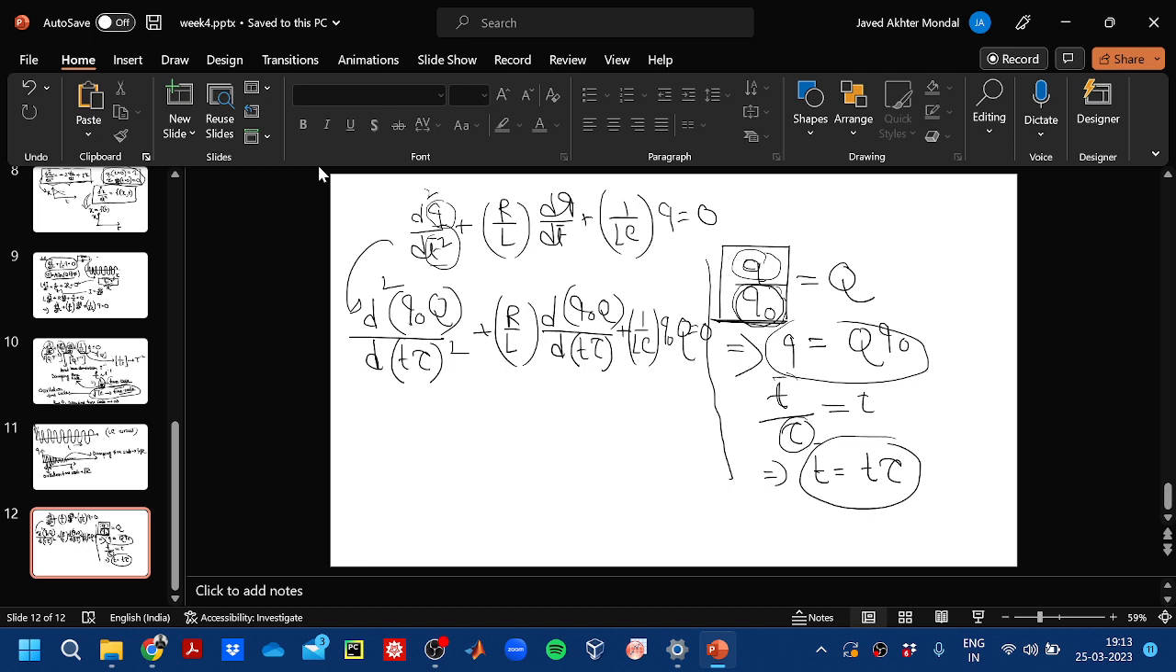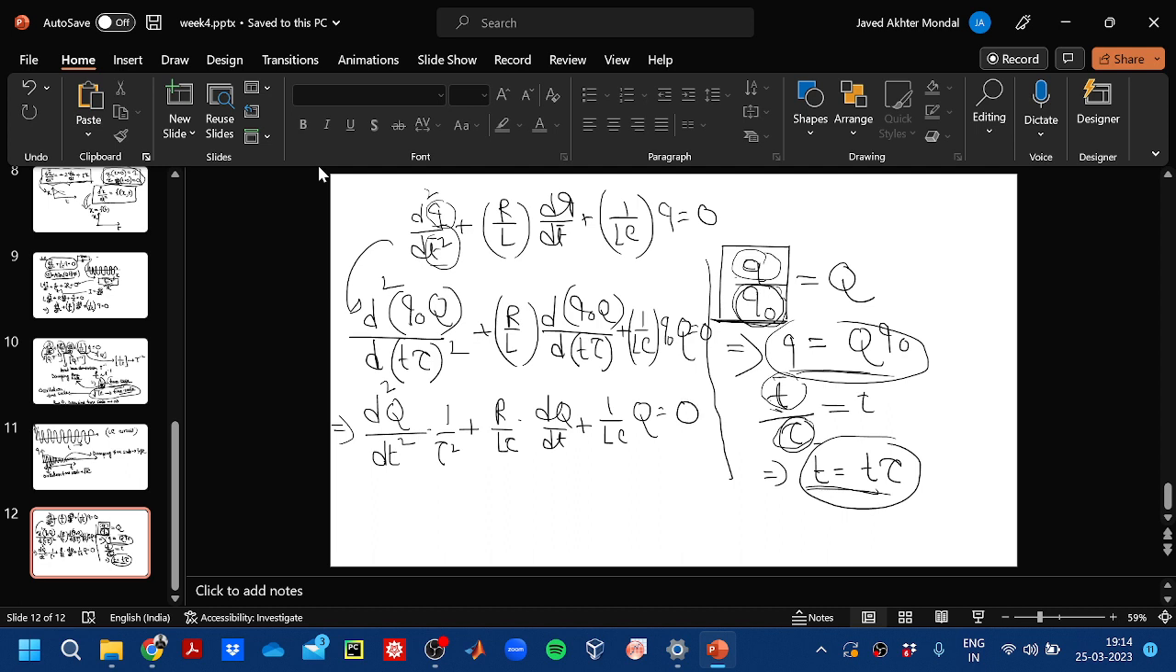And this t has dimension of time. That is why we are dividing this with a time scale of the system. And we are replacing this q and t bar with these equations. So if we replace that, then we will get this d2q dt square, and q0 will be cancelled out from all the equations, and we have here tau squared plus r by l tau dq dt plus 1 by lc into q.